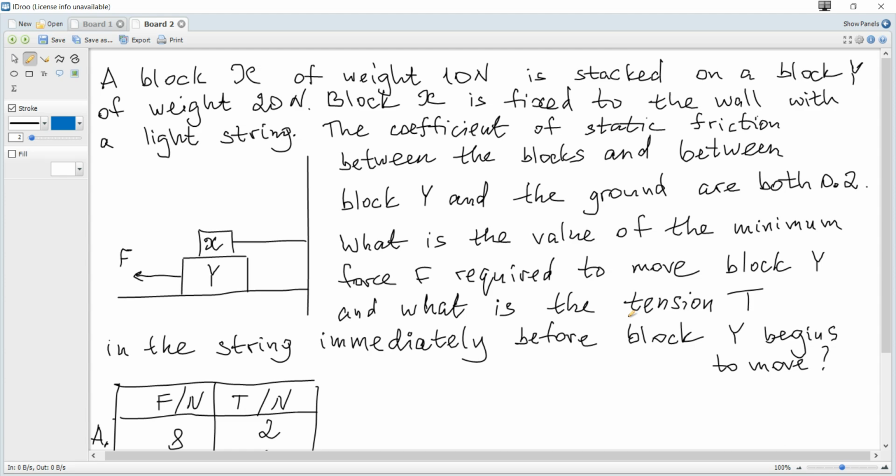A block X of weight 10 newtons is stacked on a block Y of weight 20 newtons. Block X is fixed to the wall with a light string. The coefficient of static friction between the blocks and between block Y and the ground are both 0.2. What is the value of the minimum force F required to move block Y, and what is the tension T in the string immediately before block Y begins to move?